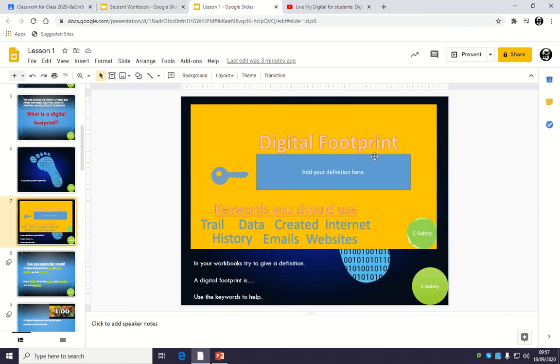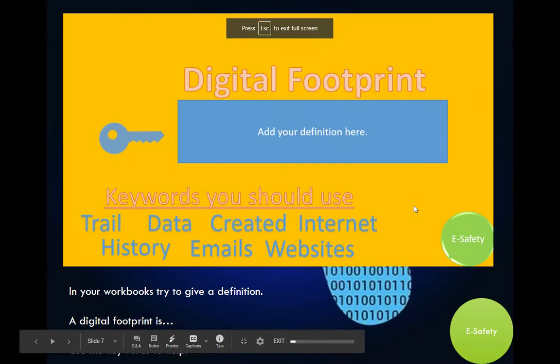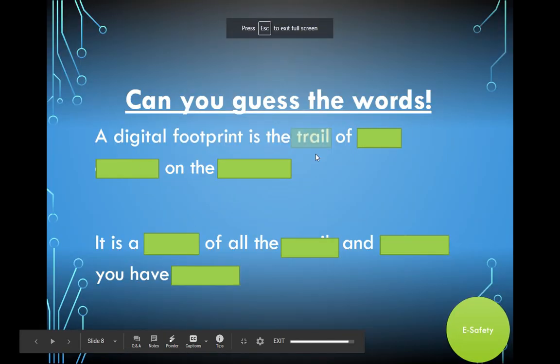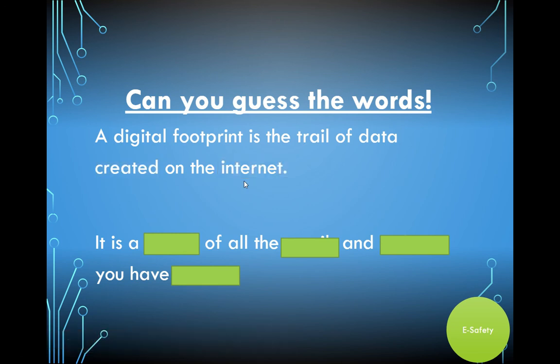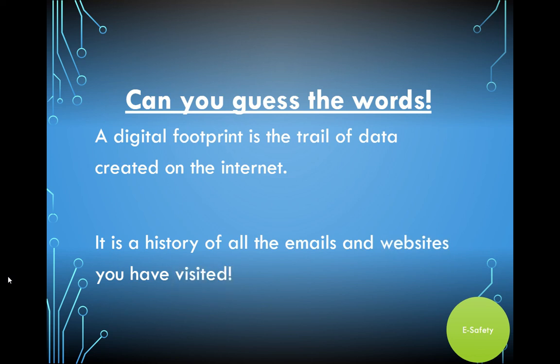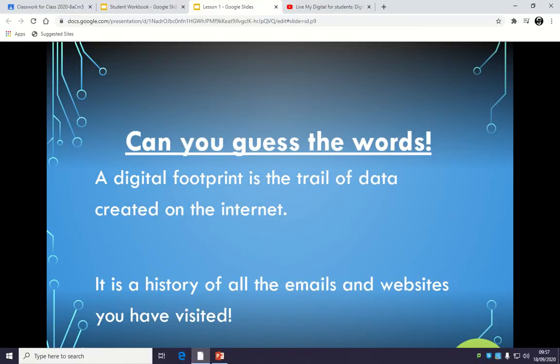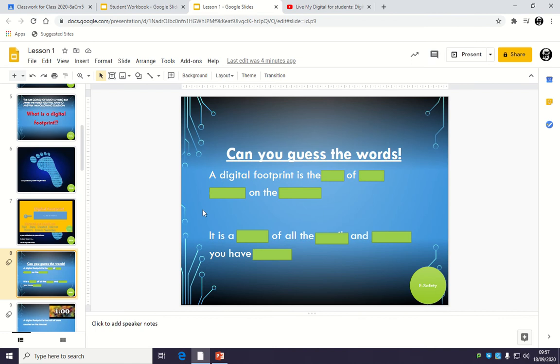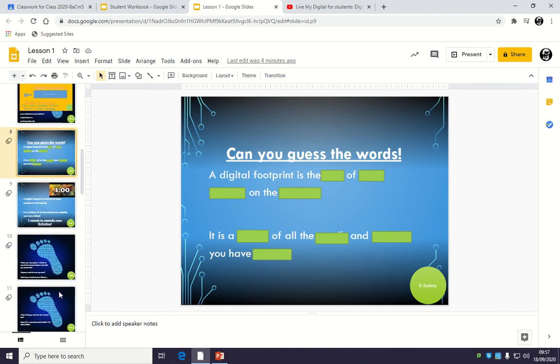Okay, so you should now have a definition in here of what is a digital footprint. Let's have a look at the perfect definition. So, a digital footprint is the trail of data created on the internet. It's a history of all the emails and websites you have visited. I want you to go back to your answer and make sure your answer is similar to the answer that I have just given you.